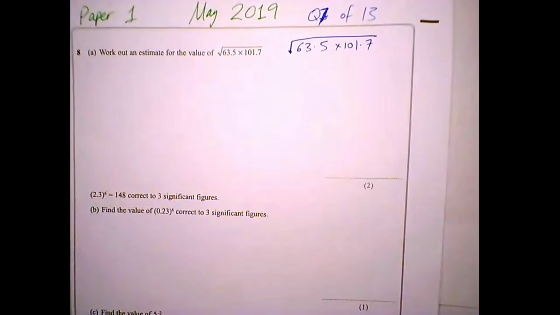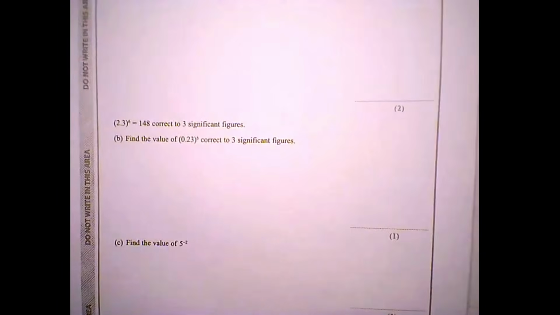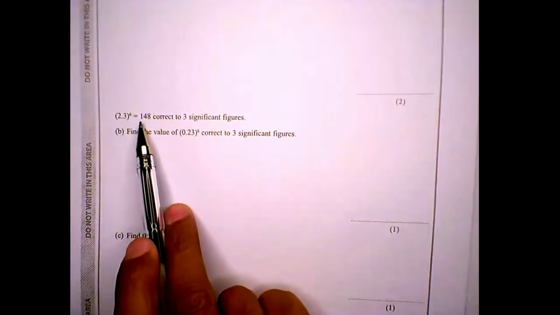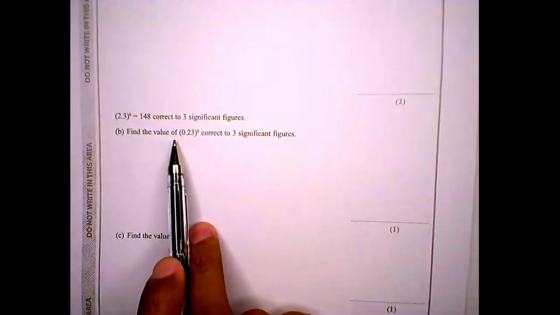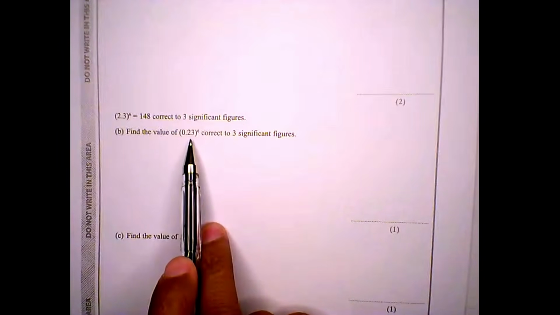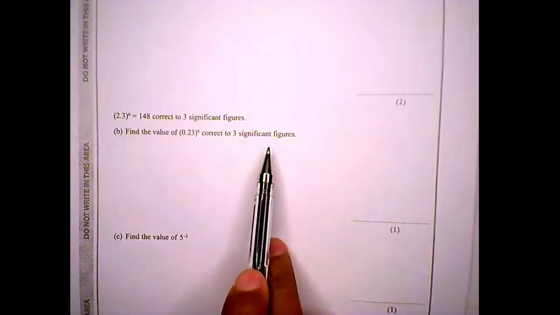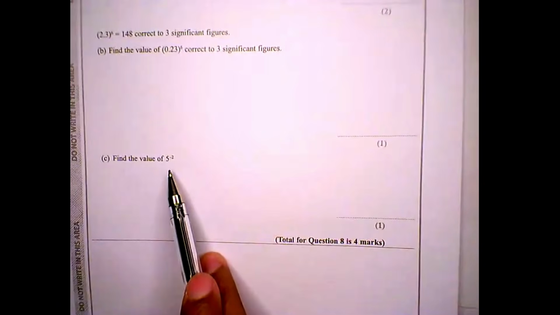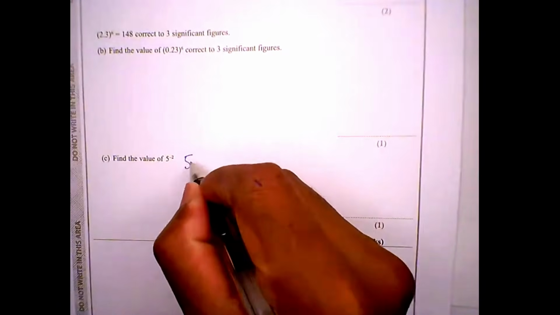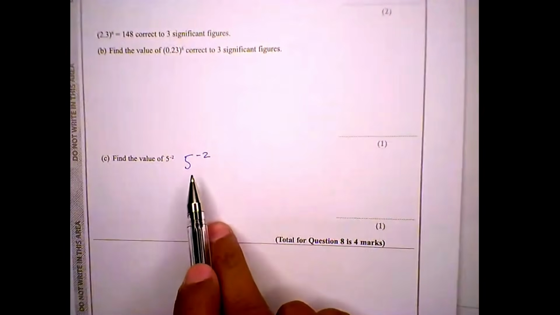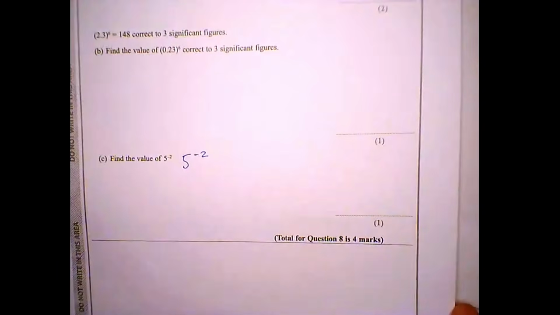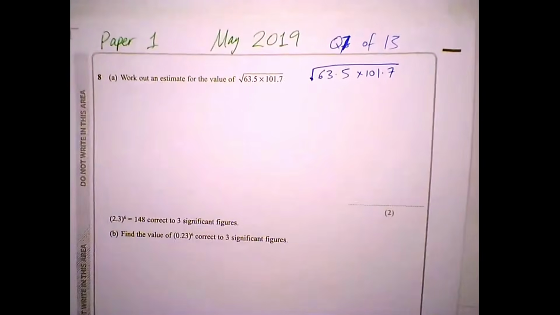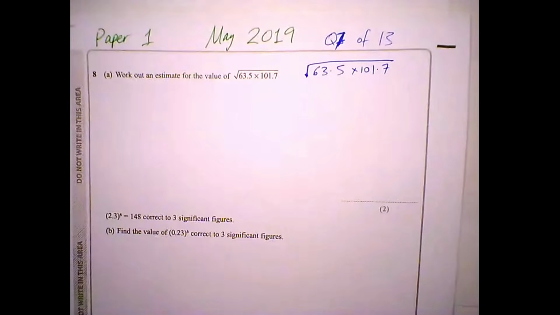Then we've got part B, which is 2.3 to the power 6 equals 148, correct to 3 significant figures. Find the value of 0.23 to the power 6, correct to 3 significant figures. And then we've got part C, find the value of 5 to the power minus 2. This is similar to a different question we've done earlier on. So if you can't remember, go back and have a watch of the previous questions we've done. Okay, so press pause. When you're ready, press play.